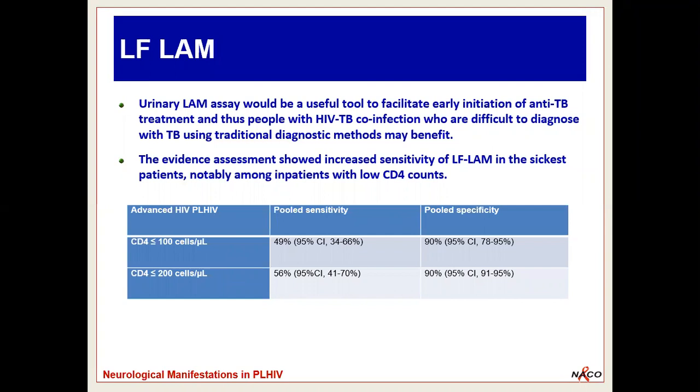But for the theoretical aspect, how does it help? You see the difference that I've given in the slide. For advanced HIV cases, if the CD4 count is less than 100, the pooled sensitivity is around 49% and the specificity is 90%. For a CD4 count of less than 200, the pooled sensitivity is 56% and the specificity 90%. One should raise a query here: why are we talking about something which has only 50% sensitivity, when you see that the sensitivity of CBNAAT is almost 84%?